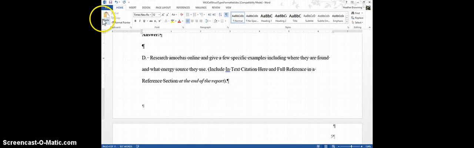Okay, so research, that means in-text citation, full reference at the end of the report. Cyanobacteria and amoebas online, and give a few examples, including where they're found and what energy source they use. A few examples, that means specific. Maybe we should just put a few specific examples. Give me really specific, like a genus, species. Where is it? What is it? A few examples, at least 2.